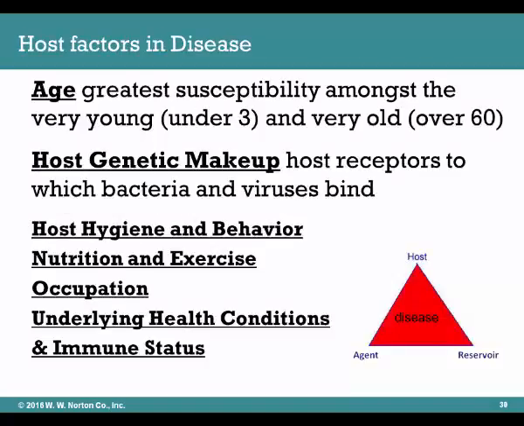There are some factors that the host has that will make it more or less susceptible to disease. So age is one of the biggest factors. The very young and the very old are more susceptible because their immune system is either not developed fully yet or weakening in old age.